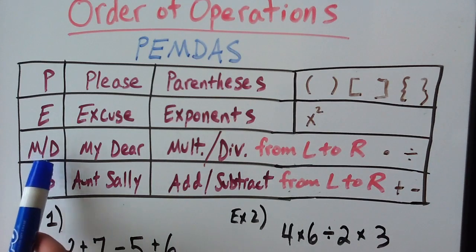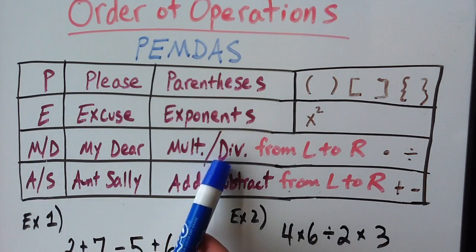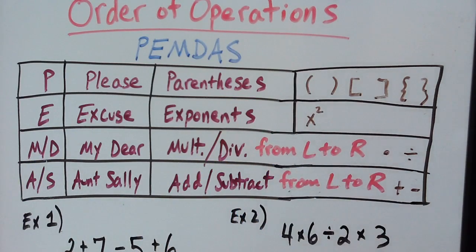M and D go together because we multiply and divide from left to right. We don't multiply before we divide. We don't divide before we multiply. We multiply and divide from left to right. Finally, then A and S, we add and subtract, also from left to right.